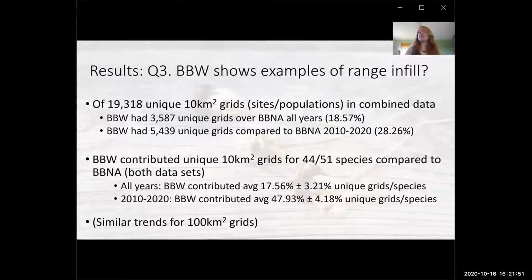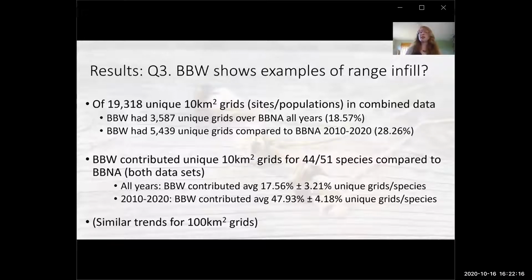This next question looks at examples of range infilling. Looking at the 10-kilometer square grid, which is approximately equal to unique sites, unique populations of bumblebees, in the all-year comparison, about 18% of all grids are unique to Bumblebee Watch. In the last decade comparison, that is up to 28% of all unique grids. So basically, many sites or populations in the last decade are because of Bumblebee Watch.